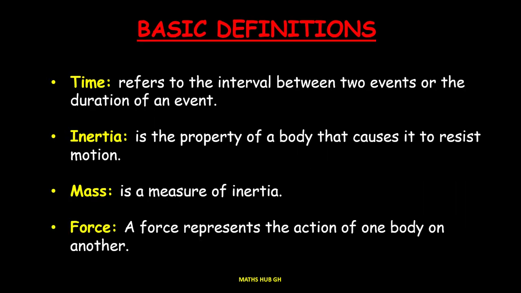Time. Time refers to the interval between two events or the duration of an event. Inertia. This is the property of a body that causes it to resist motion. Okay, so it is a property of a body that makes it resistant to motion. Mass is a measure of inertia, which means that it is a measure of a body's resistance to motion. The bigger the mass of an object, the bigger the inertia. Force. A force represents the action of one body on another.